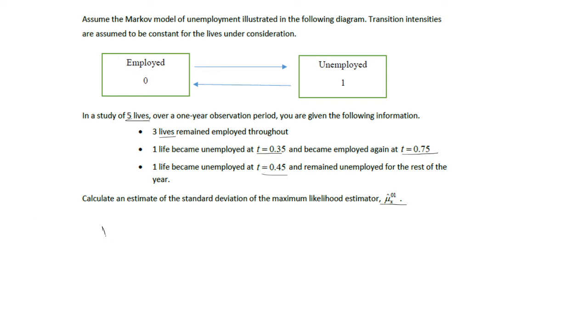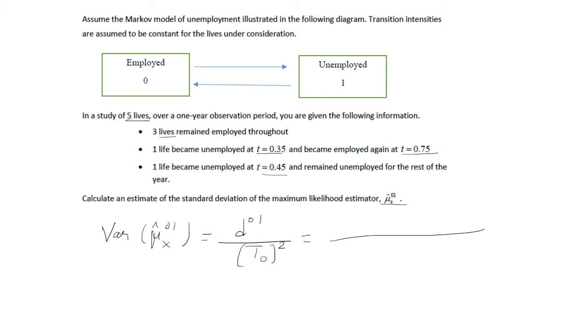So first, let's look at the formula. Before we look at the standard deviation, let's look at the variance. So that's just going to be the number of transitions from state 0 to state 1 divided by the number of exposures at state 0 squared. Alright, so first let's look at the number of transitions from state 0 to state 1.